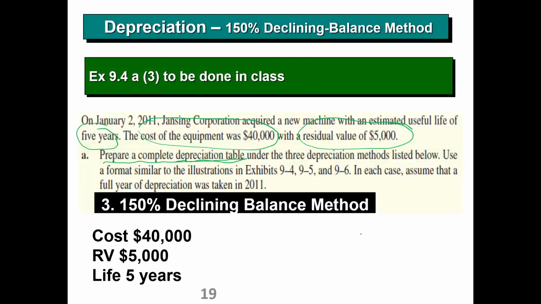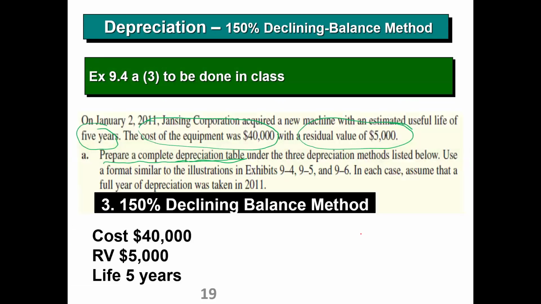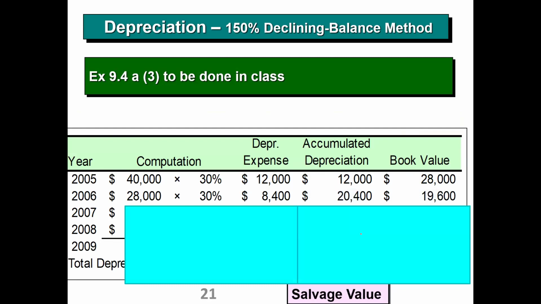Now, continuing with the same exercise we did in the last lecture, we'll use the same data to calculate and prepare the depreciation schedule table under the 150% declining balance method. Here the cost is 40,000. So 40,000 into 30% gives us 12,000. We are left with book value of 28,000. Next year, 28,000 into 30% will give us 8,400. This 8,400 will be added to 12,000, and we'll get 20,400. This 8,400 will be subtracted from 28,000.